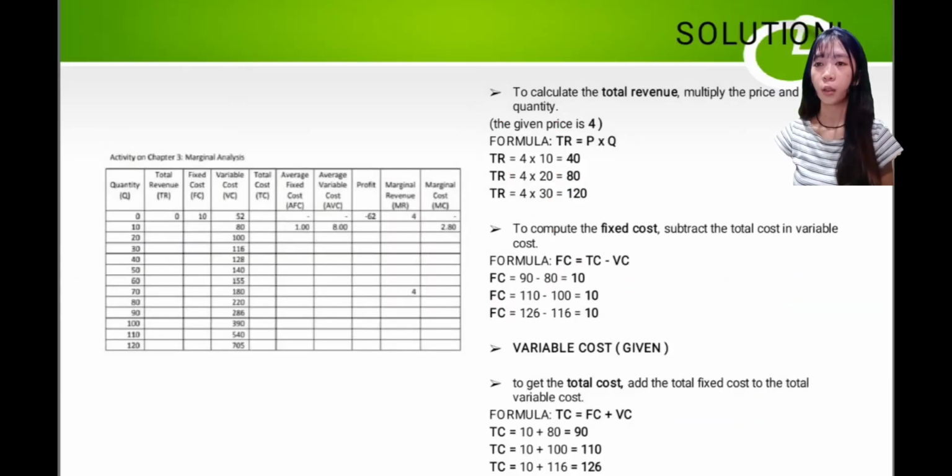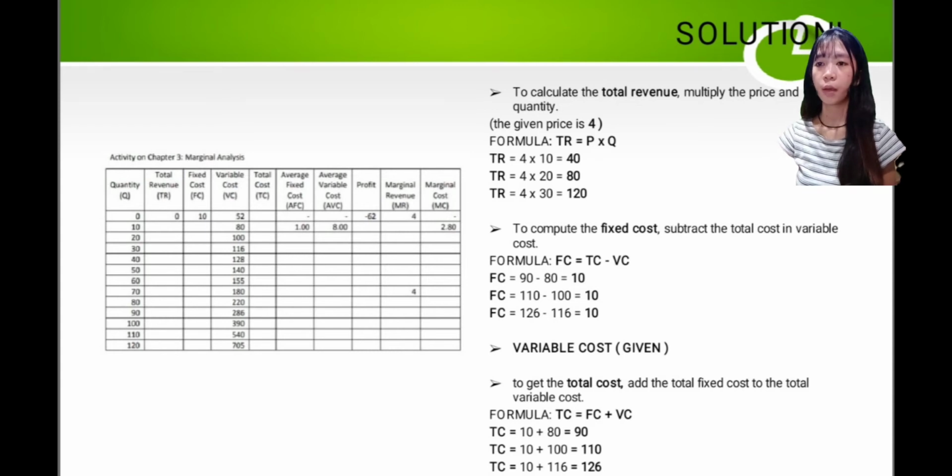To calculate the total revenue, multiply the price and quantity. The given price is 4. The formula: TR equals P multiplied by Q. TR equals 4 times 10 equals 40. TR equals 4 times 20 equals 80. TR equals 4 times 30 equals 120.